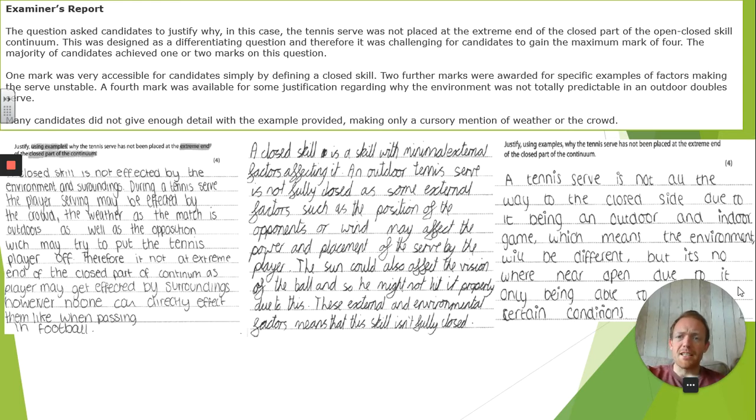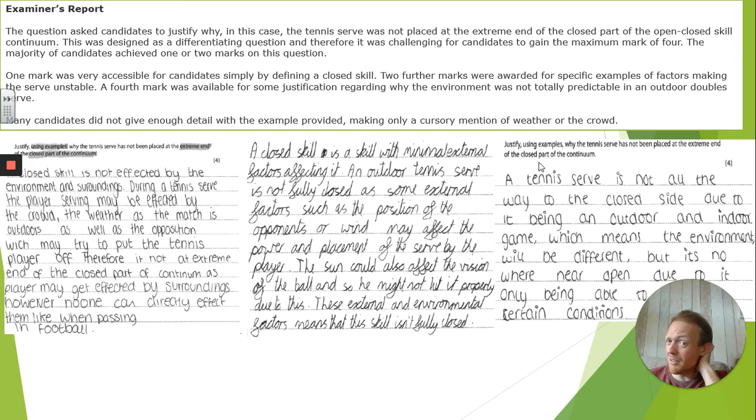1 mark was very accessible for candidates simply by defining a closed skill. 2 further marks were awarded for specific examples of factors making the serve unstable. A 4th mark was available for some justification regarding why the environment was not totally predictable in an outdoor doubles serve. Many candidates did not give enough detail with the example provided, making only a cursory mention of the weather or crowd. That means they didn't explain their examples enough.